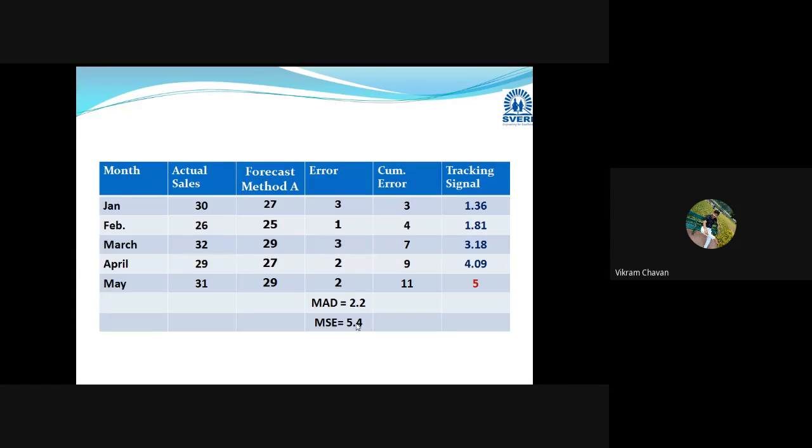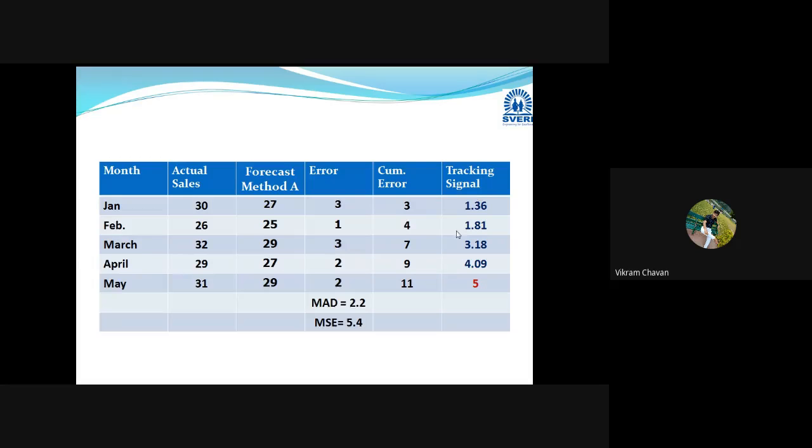Okay. So 5.4 is MSE. Then if you calculate the cumulative error, for the first month we have to take the error as the cumulative error. So for the first month the cumulative error is 3. For the second month, 3 plus 1. February month error is 1 and last period error is 3. So 3 plus 1 equal to 4. Then next 4 plus 3 equal to 7. Then 7 plus 2 equal to 9. Then 9 plus 2 equal to 11. Okay, everyone getting the same cumulative errors: 3, 4, 7, 9, 11.